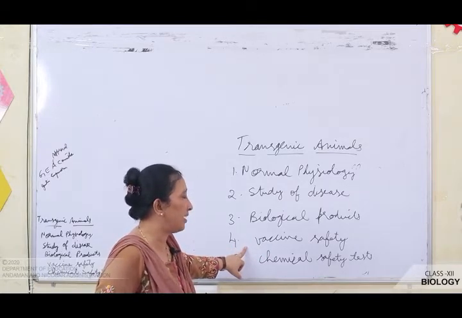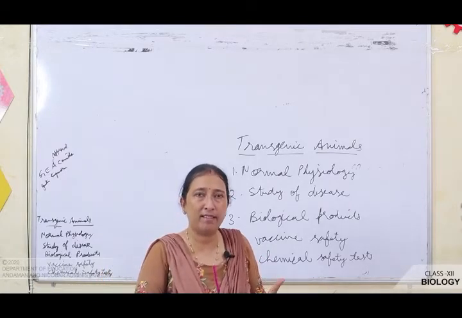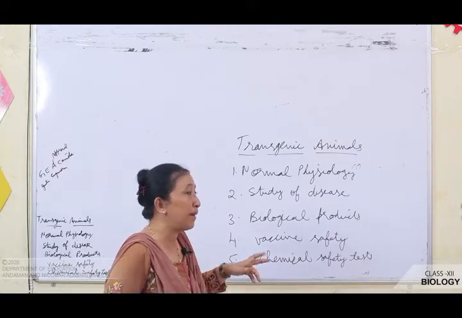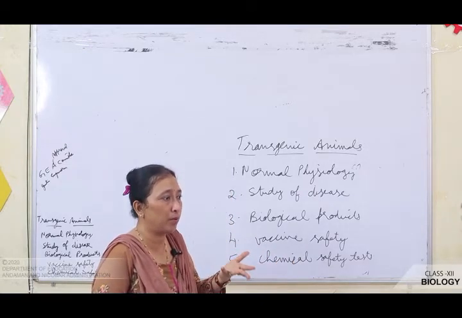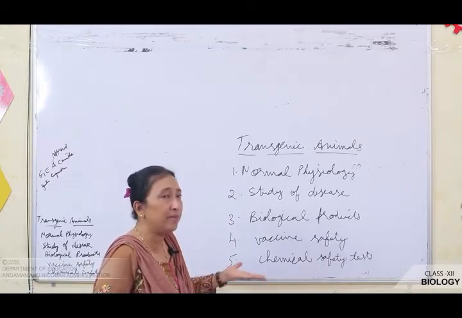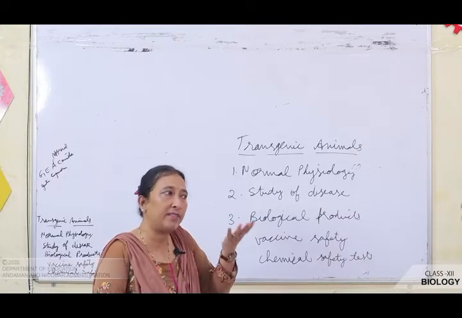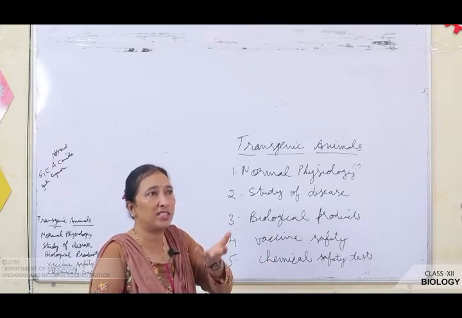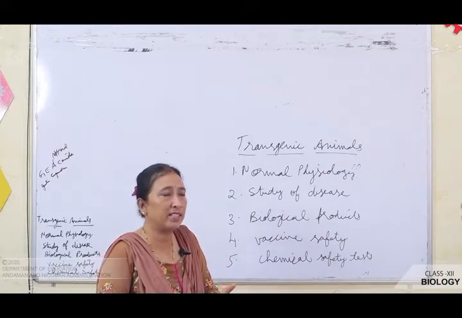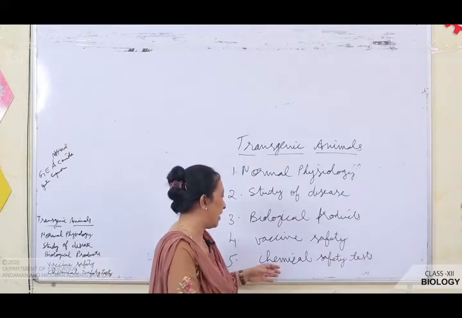Fourth is vaccine safety. Any vaccine prepared in industry is tested on animals prior to humans. If the animal survives, it means it is safe for humans also, and only then will it be manufactured and administered to humans in the markets.